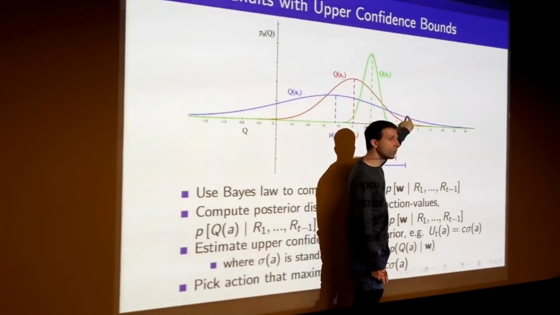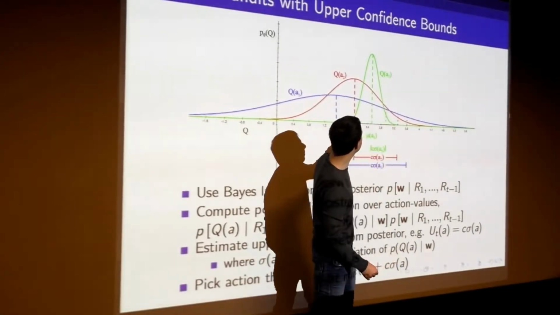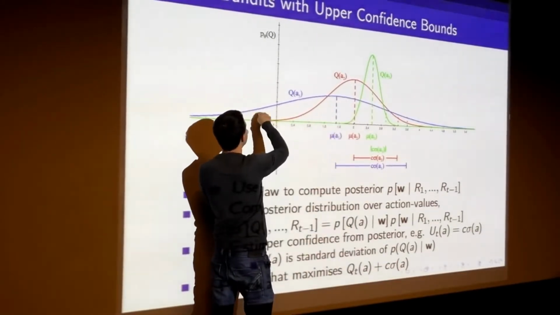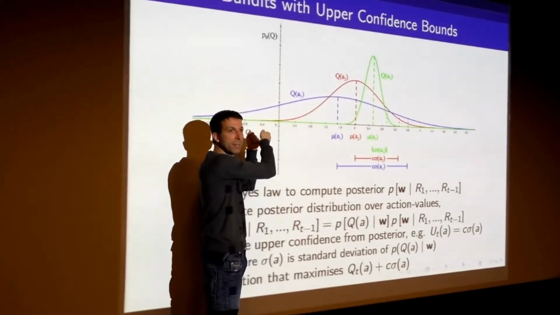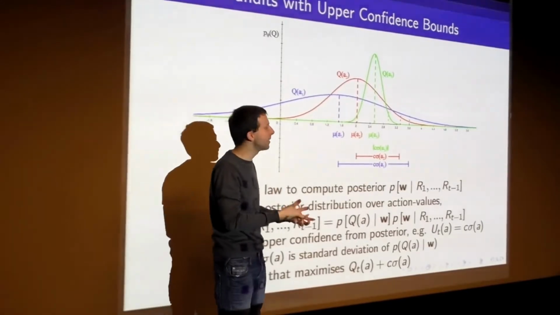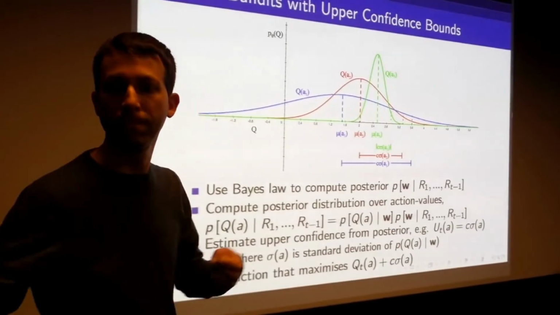There's a good chance that blue will actually end up being the max because it has this big tail there. Whereas if you had something over here with a tight distribution, there's a very small chance that this thing could end up being the max, and so we would never pick it. So we pick things in proportion to the probability that they could be the max, and that encourages us again to be optimistic in the face of uncertainty.